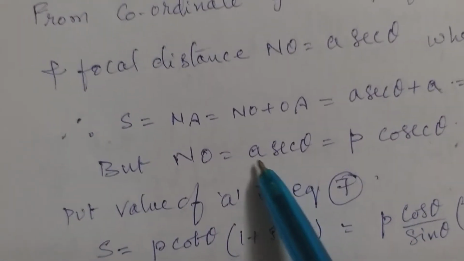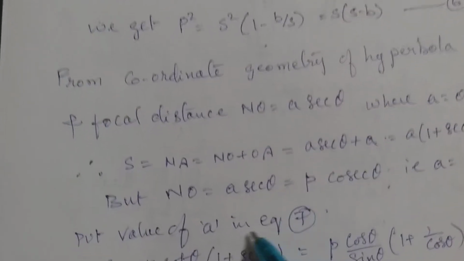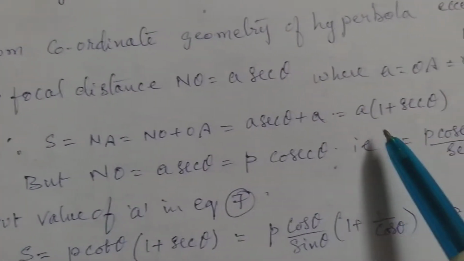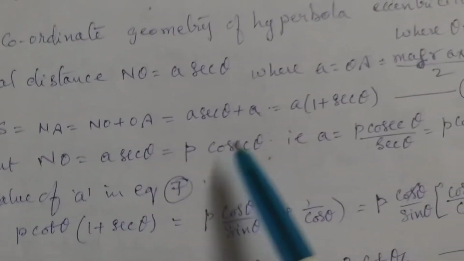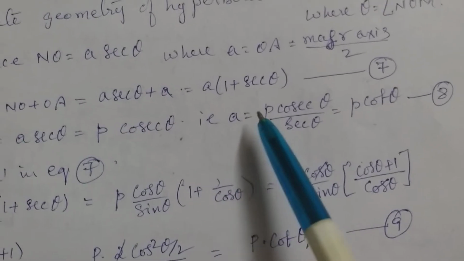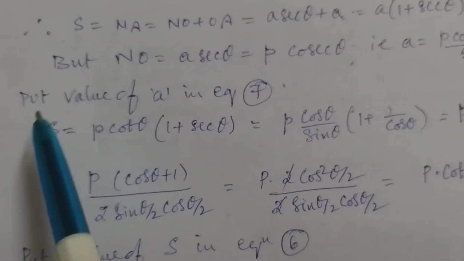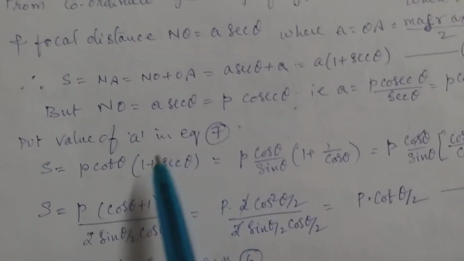NO is equal to A secant theta also comes from that same triangle here, and that is the focal distance, my hyperbolic path, and this is from the triangle P cosecant theta. So from this equation you have A is equal to P cosecant theta by secant theta, or P cot theta. Now putting the value of A in equation 7.